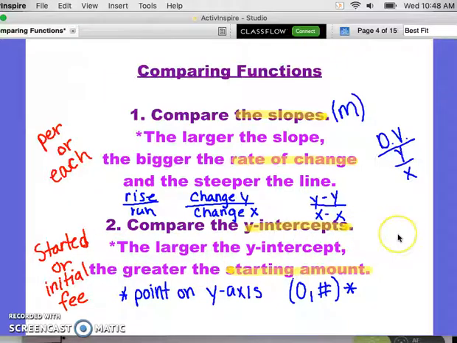Okay, when you're comparing the y-intercepts, the larger the y-intercept, the greater the starting amount. So remember it's that point on the y-axis, the 0, comma, number. Initial fee in word problems, starting fee, starting base fee, base rate, meaning like you have to pay $48 a month for your cable plus your channels that you want to buy. So that $48 a month, that's going to be your y-intercept. That's your starting, no matter how many channels after that.